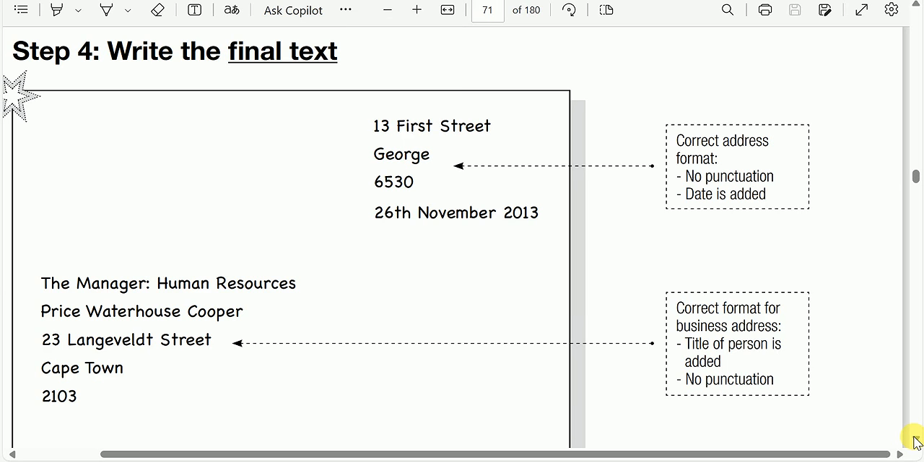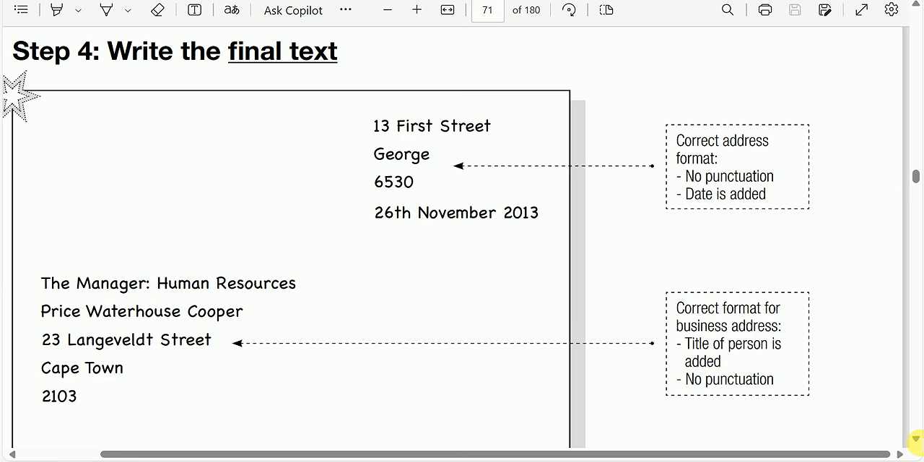And then now in the second address, remember you skip a line. It's important from the scenario to note that you are writing to a manager, you're writing to a principal, you are writing to a director. Then your second address must have an indication to say where the letter is headed to.